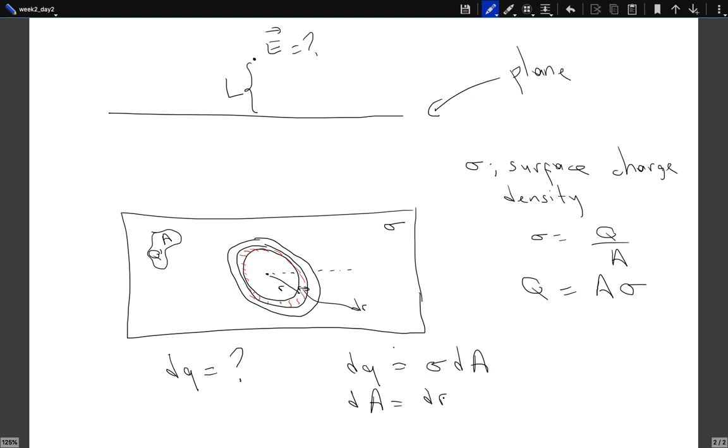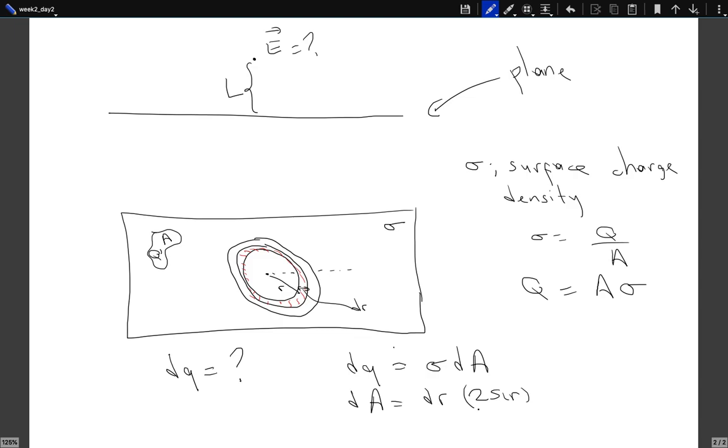If I open it up, it just becomes this rectangle. And the height of the rectangle is dr. The width of the rectangle is just the circumference of this ring. And the circumference is just 2 pi r. This is the area of my ring.